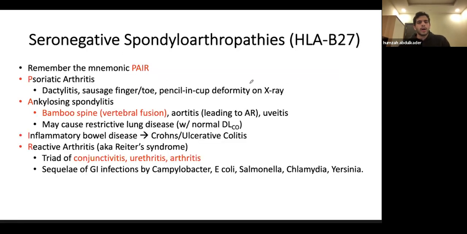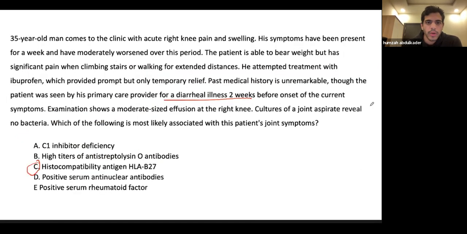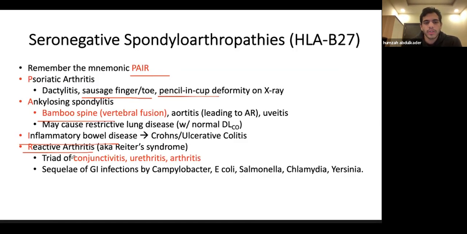The different HLA-B27 diseases can be remembered with PAIR. Psoriatic arthritis, where you have the sausage finger. This came in the OSPE, the picture of this. No, not this one, this one, sorry. Pencil and cup, this one came. You have ankylosing spondylitis, where you have bamboo spine. You have iritis, uveitis. You also have IBD, which is Crohn's or ulcerative colitis, and you have reactive arthritis, which is what this patient has. It has the classic triad, which they didn't show here, but oftentimes they will show: conjunctivitis, urethritis, arthritis, which you can remember as can't see, can't pee, can't climb a tree.